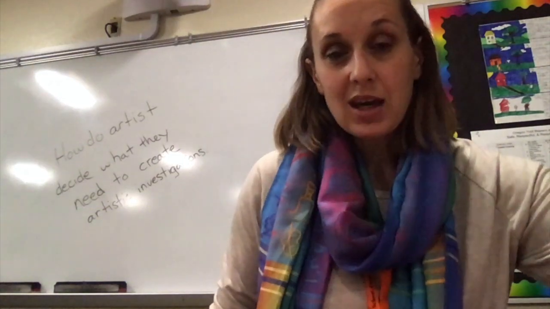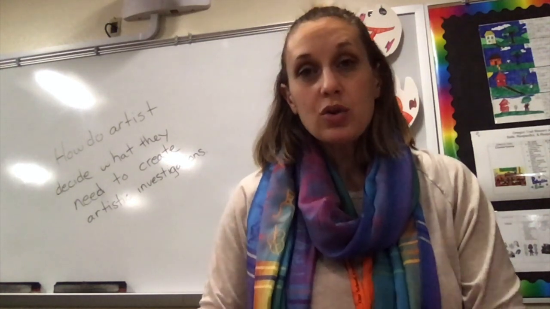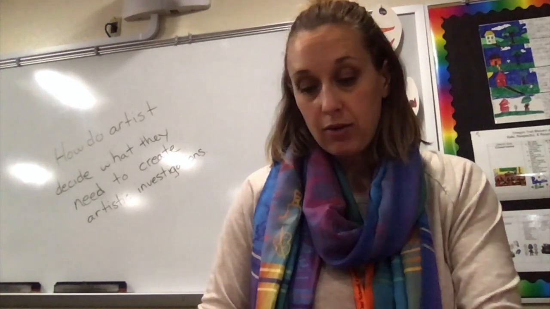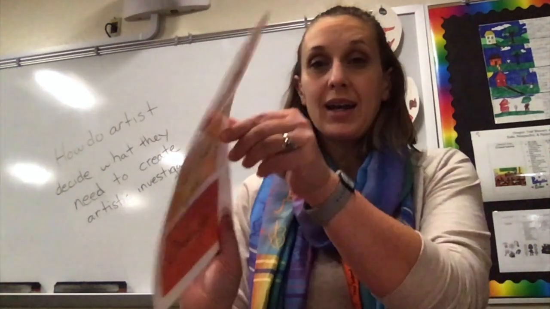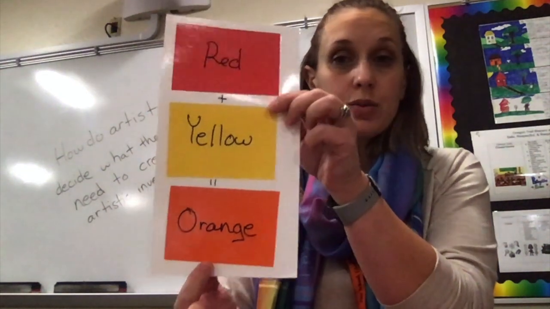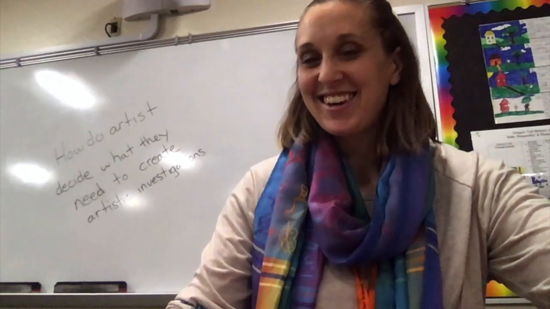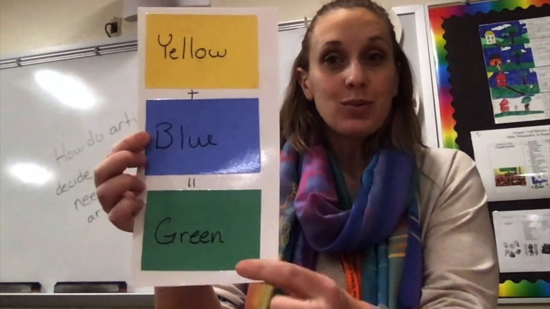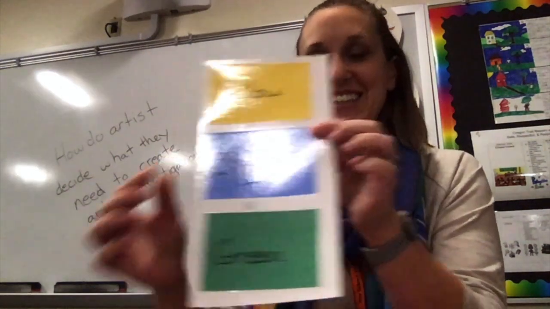So let's take a quick review. Our secondary colors are orange, green, and purple. Those are the ones that you get when you mix two primary colors together. For instance, if you mix red and yellow together, you will get, what's that one? Yes. If you mix yellow and blue together, you will get, yeah, that one, green.